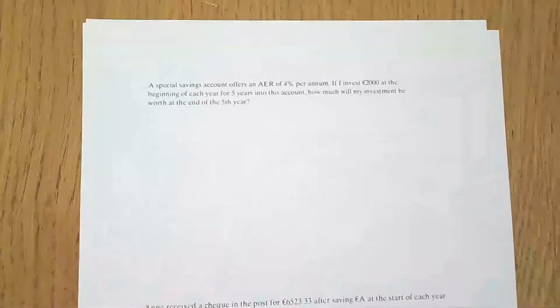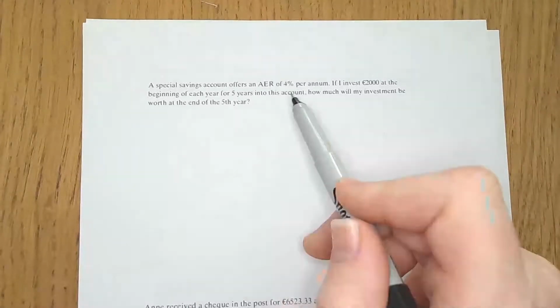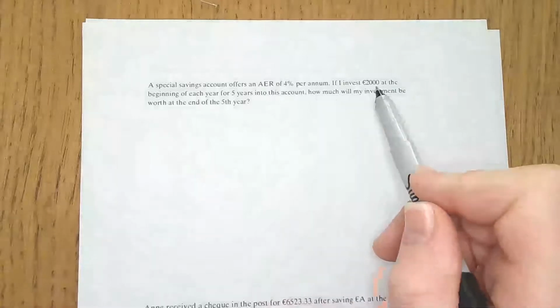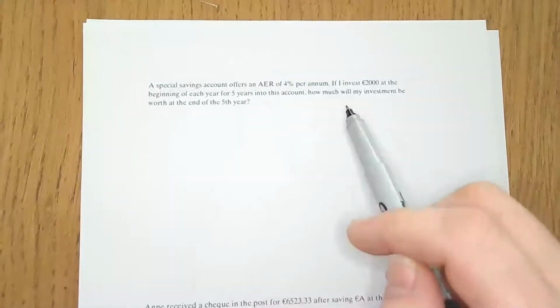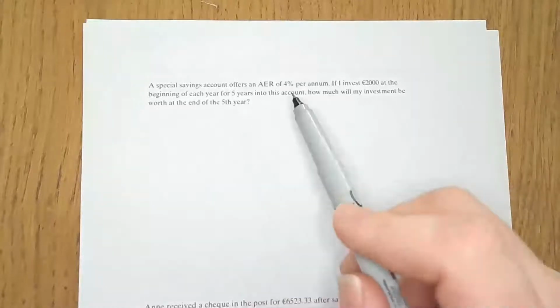So here we go. We're going to give one or two of these a go just to see how we get on with it. Right, a special savings account offers 4% per year. If I invest £2,000 at the beginning of each year for 5 years, how much will my investment be worth at the end of the 5th year?